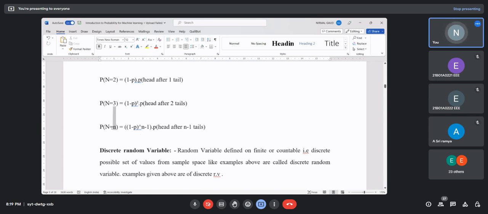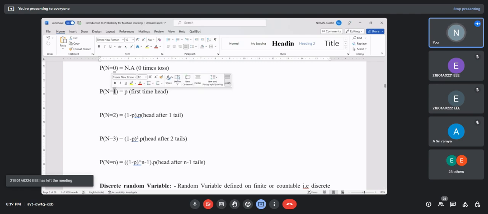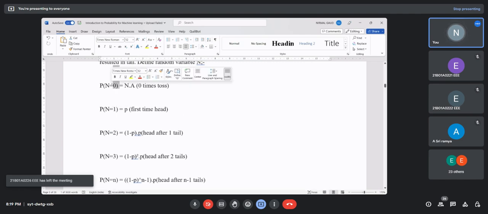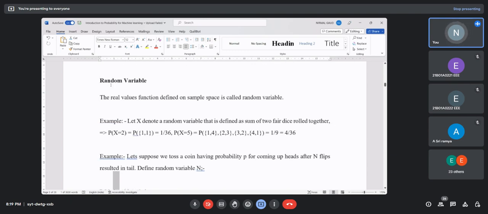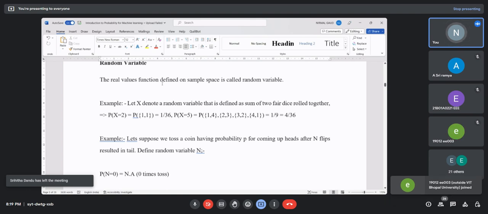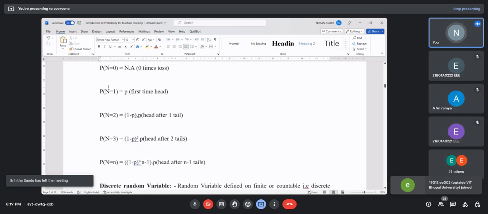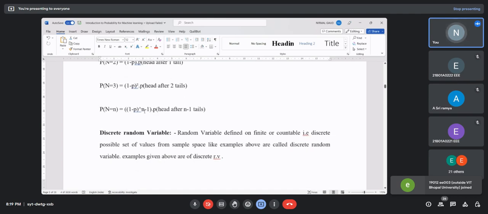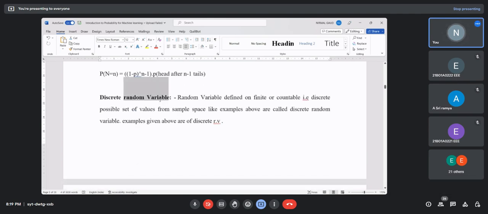So n equal to 1, n equal to 2, n equal to 3, these are random variables. So people don't get confused: what is this random variable? I'm going to consider a sample space and apply a function over it, a real-valued function defined over a sample space. This is the function I applied over a sample space, and this is a random variable. And what is this? Discrete random variable.